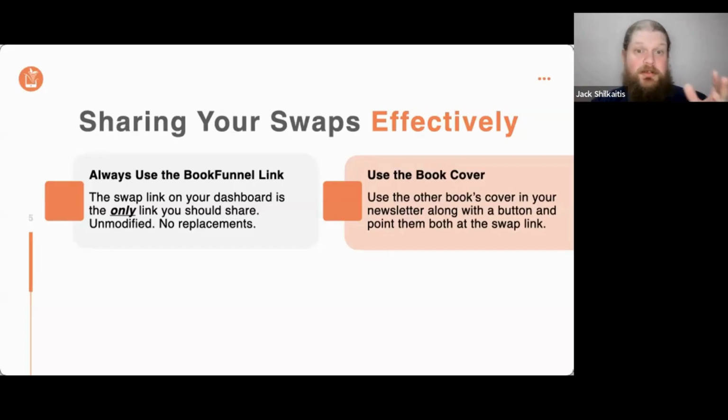Right. Also, you wouldn't want to have a button by itself with no image, right? The image helps signal to people, this is what you're getting when you click the button. So use them together. You can embed a link into text as well as a hyperlink. That's fine. Nothing wrong with that. But generally speaking, an image and a button, pair those together when you're sharing a swap. Right?